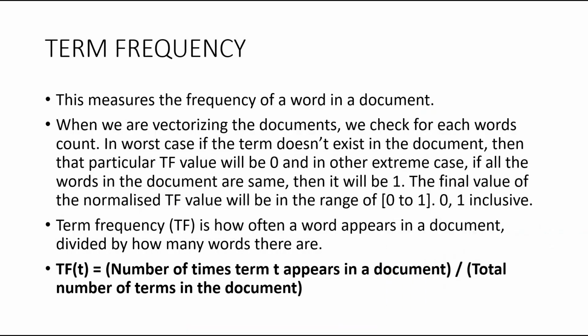Now, term frequency, TF, is how often a word appears. In the simplest way, we can define term frequency as how often a word appears in a document divided by how many words there are. The formula for term frequency is the number of times term or word T appears in the document, the whole divided by the total number of terms in the document.